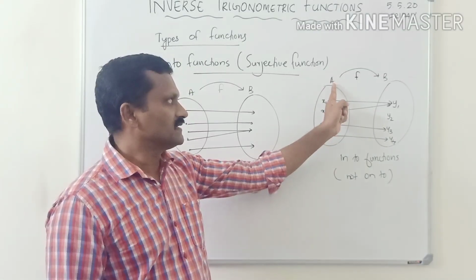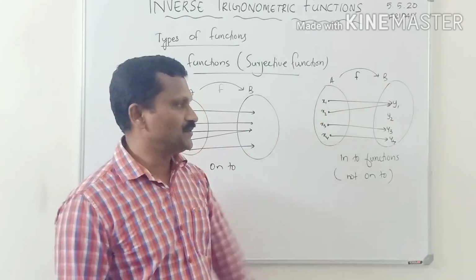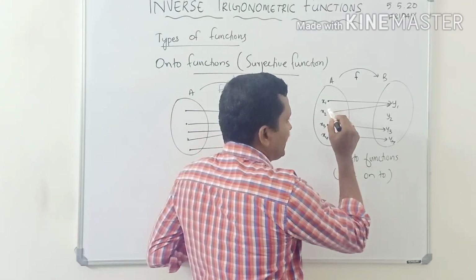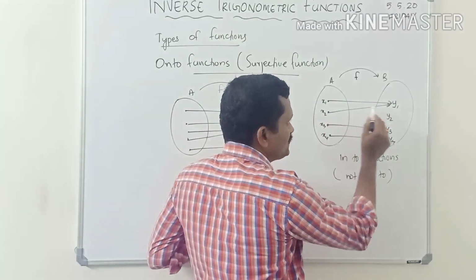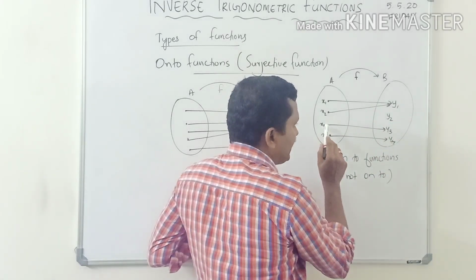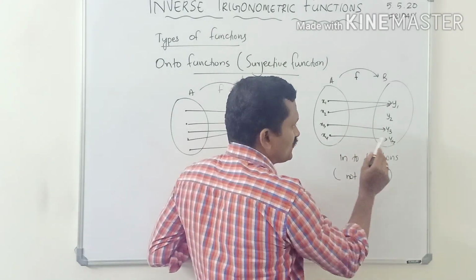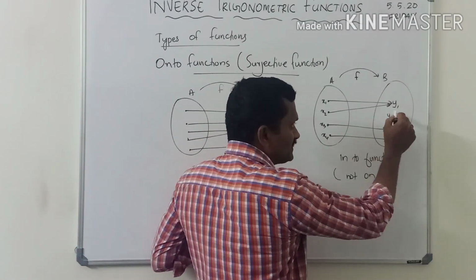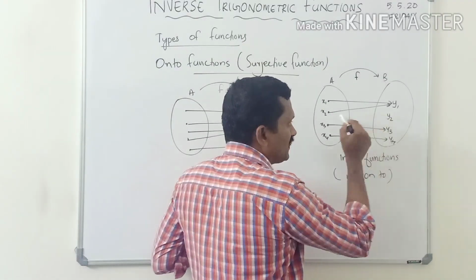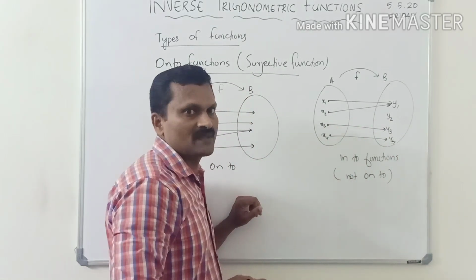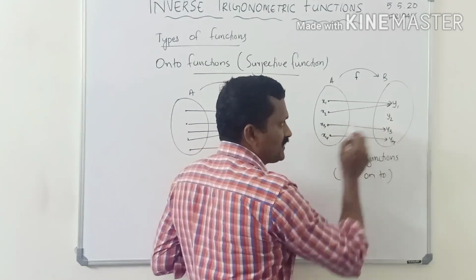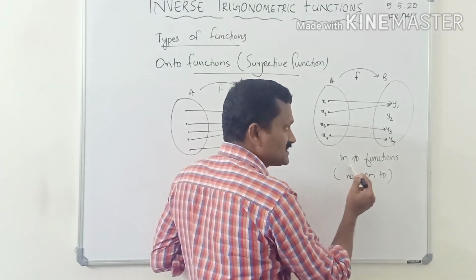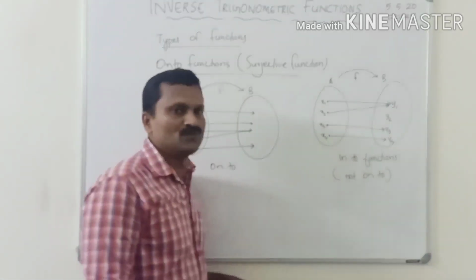Next, we consider a function f from A to B. Here, the image of x1 is y1, image of x2 is y1, x3 is y3, x4 is y4. But the element y2 in the codomain has no pre-image. Therefore, range not equal to codomain. So the function is not onto. Such functions are called into functions.